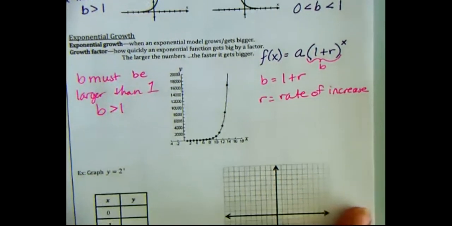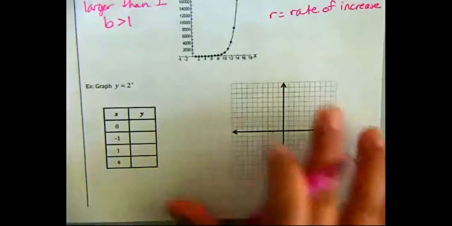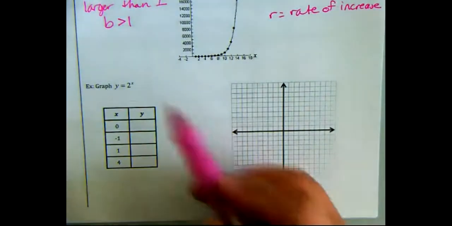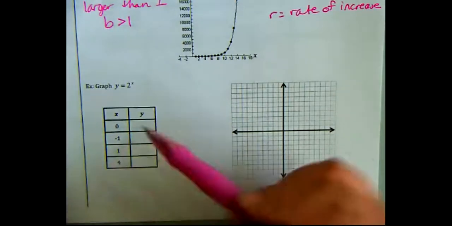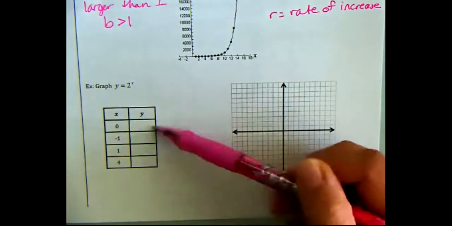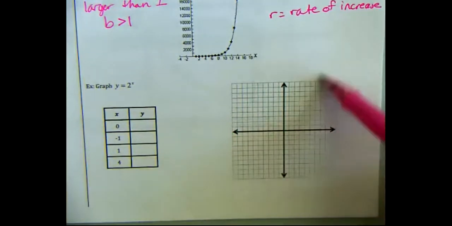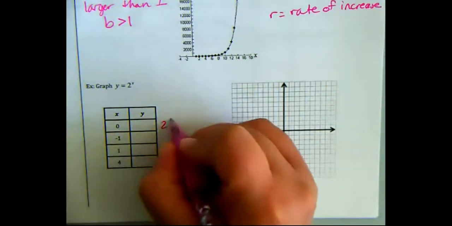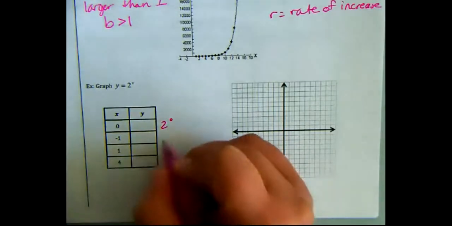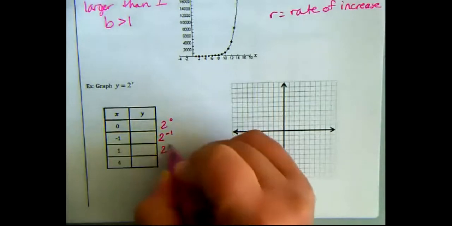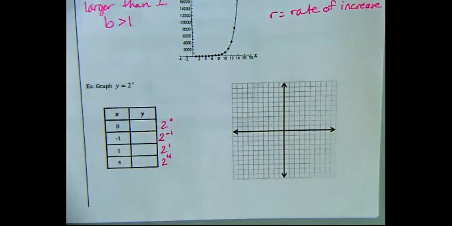Okay, so for example, we have an example of an exponential growth model here, our function. We have y equals 2 to the x power. It's a very simple one. If we plug our x into our exponent and get some values, we can get our points to graph here. For 0, this is going to be 2 to the 0 power. We're plugging it into our exponent. This will be 2 to the negative 1, and so on. 2 to the 1, 2 to the 4th power.